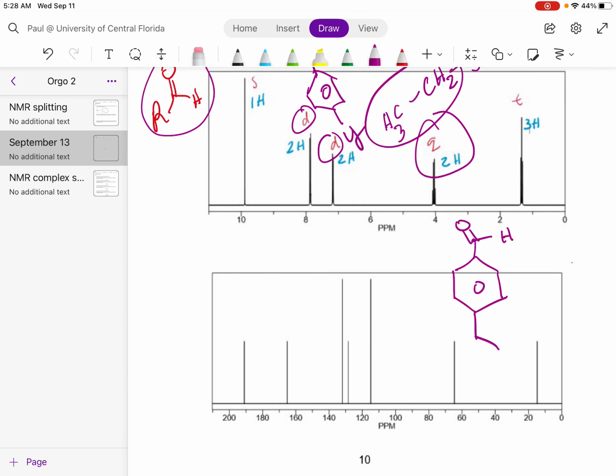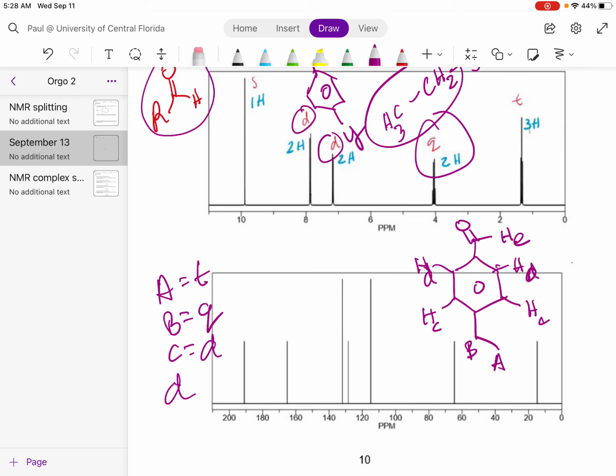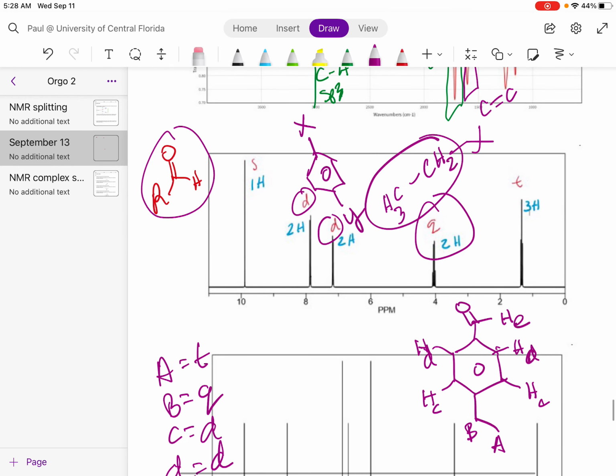Does that match the splitting pattern in my prediction? I'd say this proton is A, that's B. A has to split into a triplet, and B has to split into a quartet. Then I have these protons right here, and those would be C. Those are D's. Those can't be equivalent. And then we have E for the aldehyde proton. C, I predict to split into what? A doublet. And D, I would predict to be split into a doublet as well. So that matches the splitting pattern in the proton NMR very nicely.